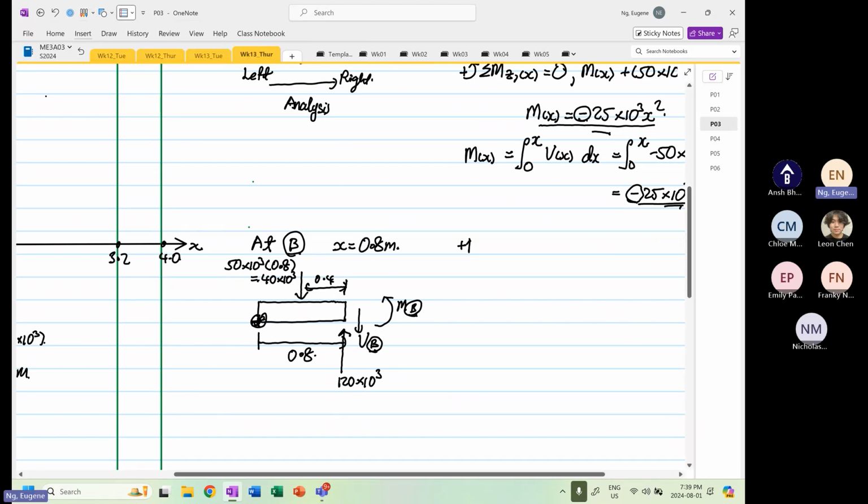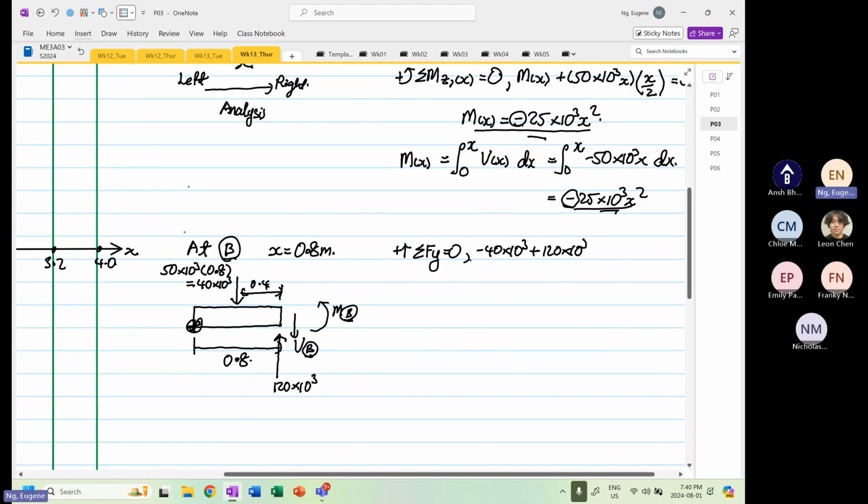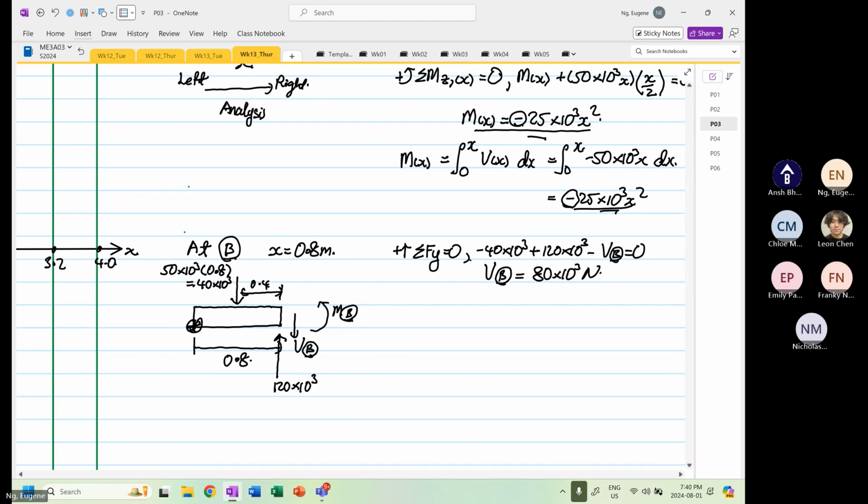So from here, positive is going up. Summation of forces y is equal to 0. So you have minus 40 times 10 to the power 3, plus 120 times 10 to the power 3, and then minus V at point B is equal to 0. So V at point B comes to be equal to 80 times 10 to the power 3 Newton, positive now.